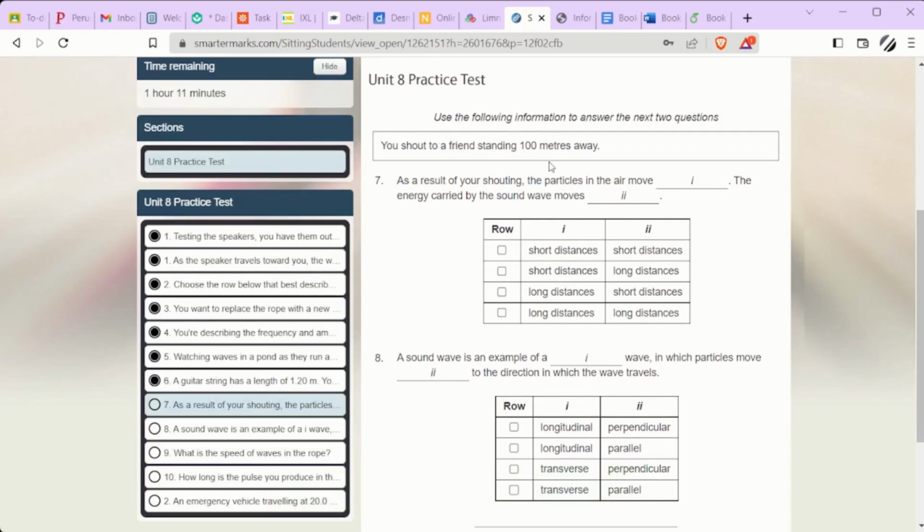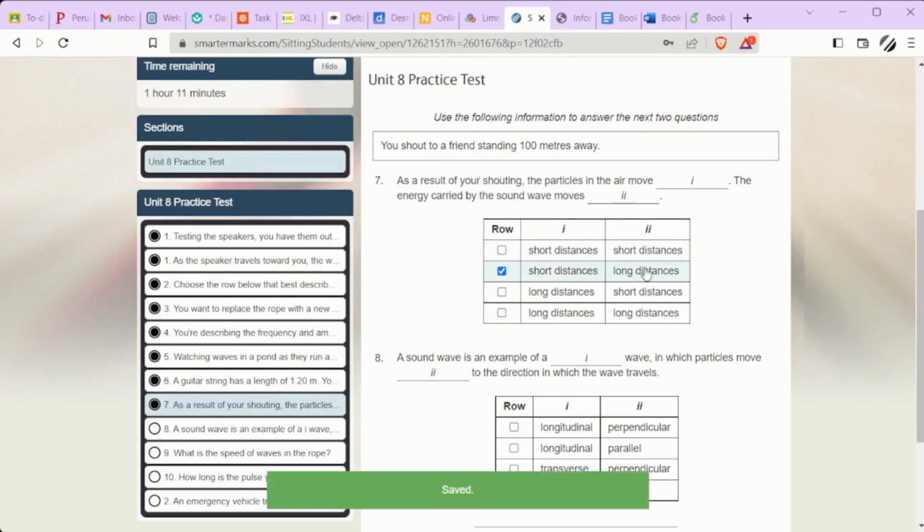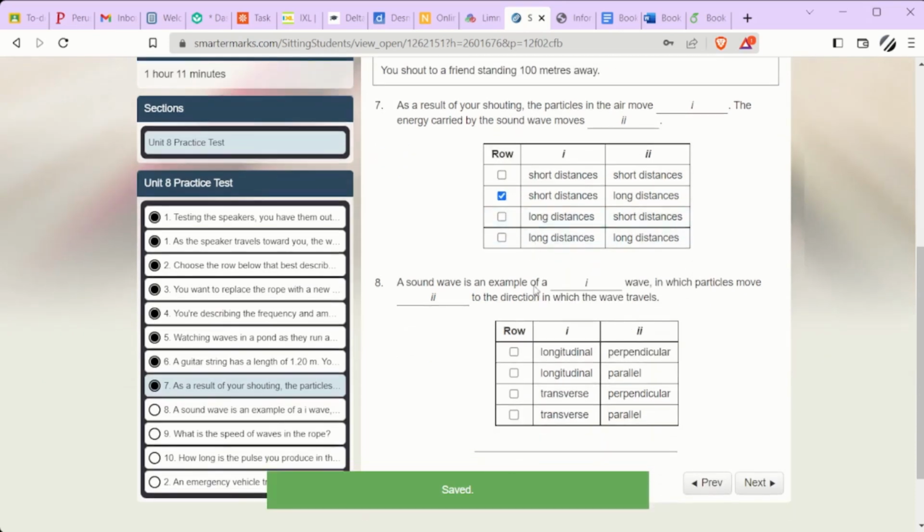Now you shout to a friend standing 100 meters away. So the particles in the air move short distances, but the energy goes long distances. And a sound wave is an example of a longitudinal wave in which the particles move parallel to the direction in which the wave travels.